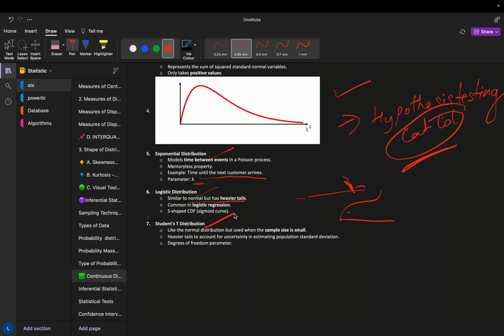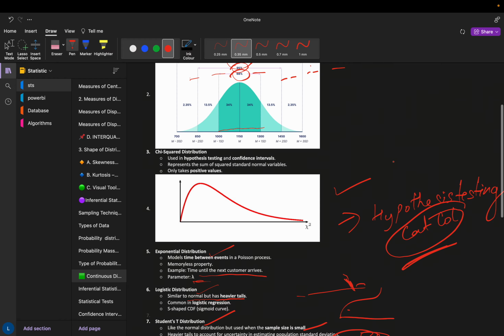Similar to that, the student t distribution is also like a normal distribution but used when the sample size is small. Normally we say that when it is less than or equal to 30, at that time we normally use it. It normally has a heavier tail to account for uncertainty in the population standard deviation, and it also defines the degrees of freedom parameter. I hope you all understand about the types of probability.